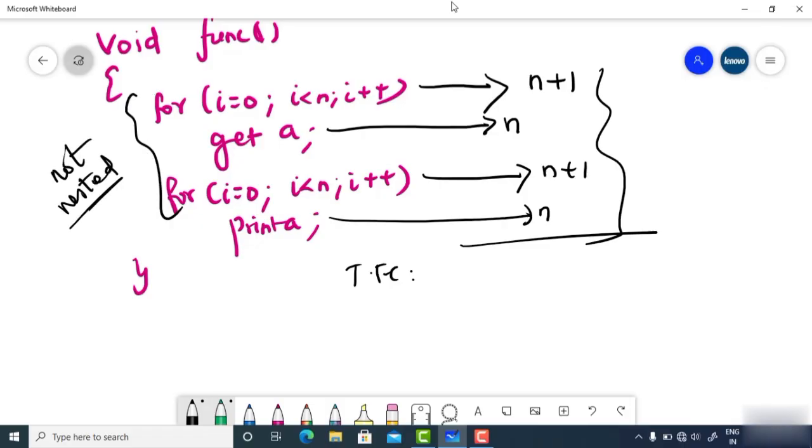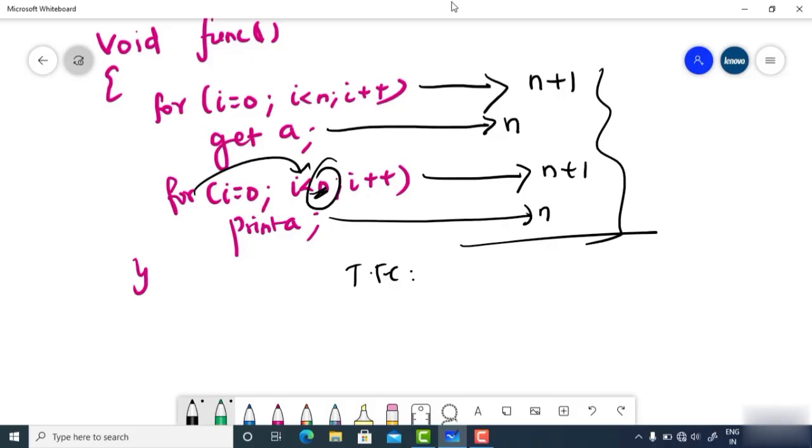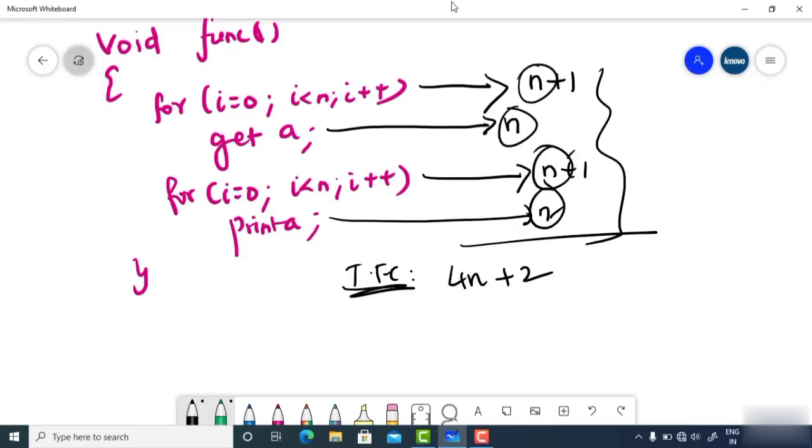In the very next example, I will talk about a nested loop, but these two are not nested. They are separate, independent for loops. Of course they depend on n, the size of the array, but they are independent of each other. That's what I'm insisting, right? So the total frequency count is you have to add all the numbers: n, 2n, 3n, 4n, so 4n plus 2.